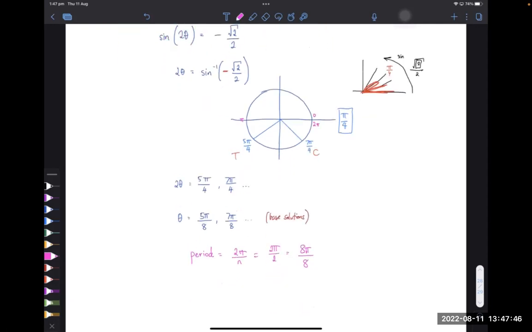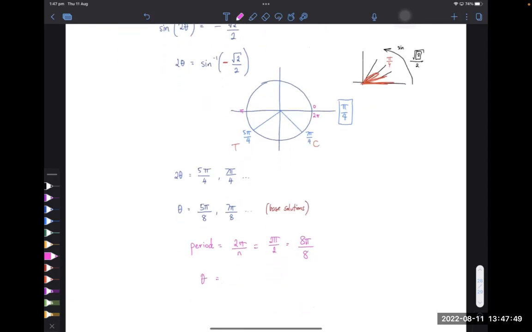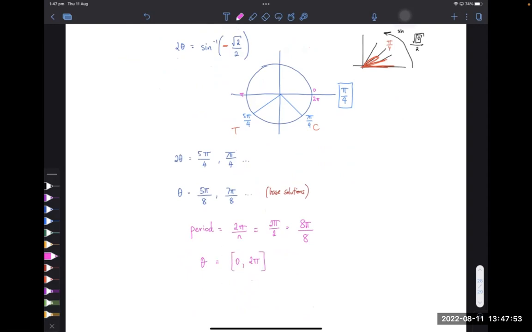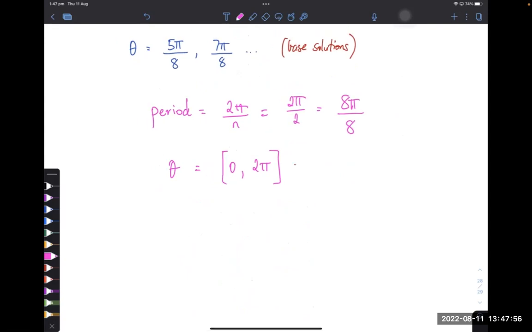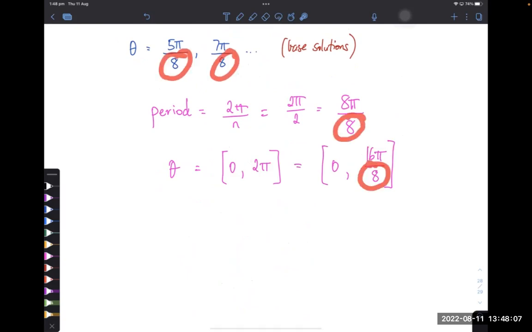The other thing as well, I'll rewrite the domain instead of 0 to 2 pi. I'm going to rewrite that as 0 to 16 pi on 8, because it's the equivalent. Notice here that the denominators are all the same now. So it makes it easier for us to know when to stop. So we have our first solution here, which is 5 pi on 8, 7 pi on 8.